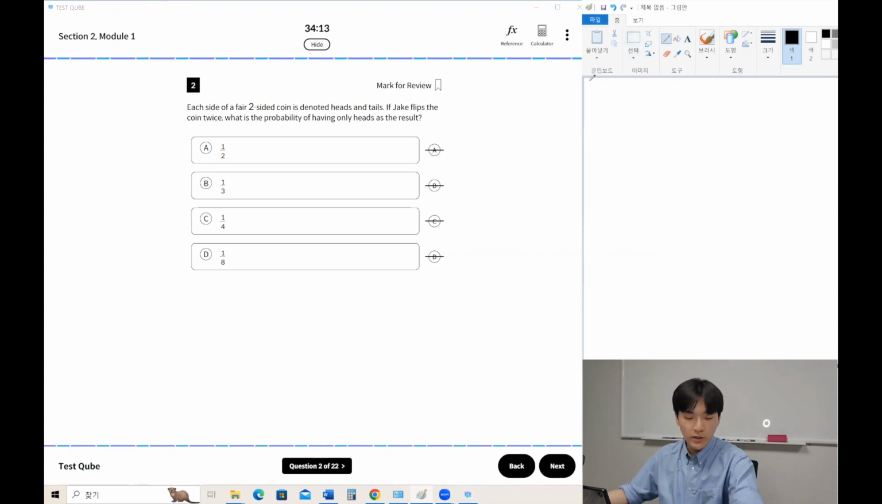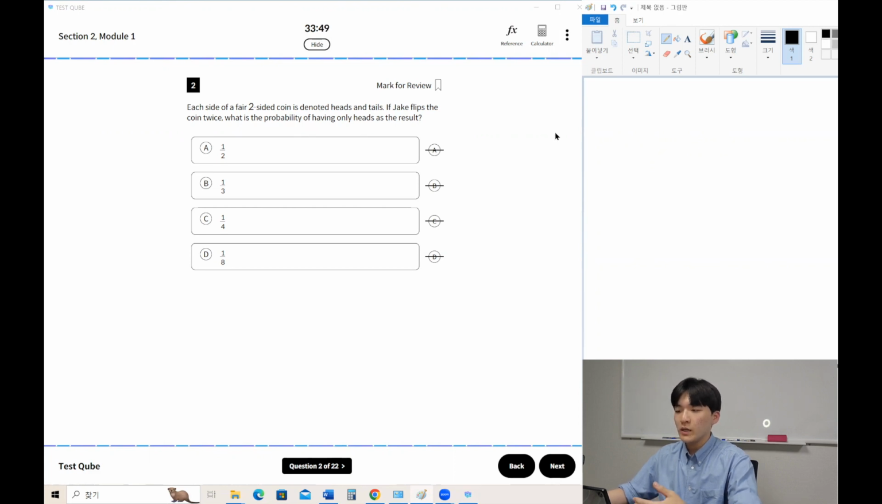The second question is: each side of a fair two-sided coin is denoted heads and tails. If Jake flips the coin twice, what is the probability of having only heads as a result? It's a simple probability question, and we're dealing with a situation of a coin. So our desired result is either going to be heads or tails. So there's two different choices, meaning a 50% chance.